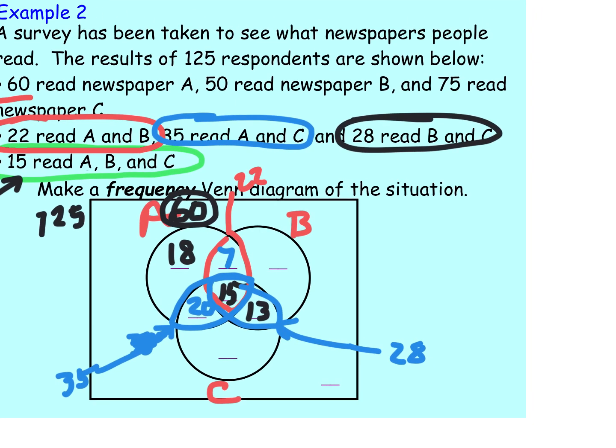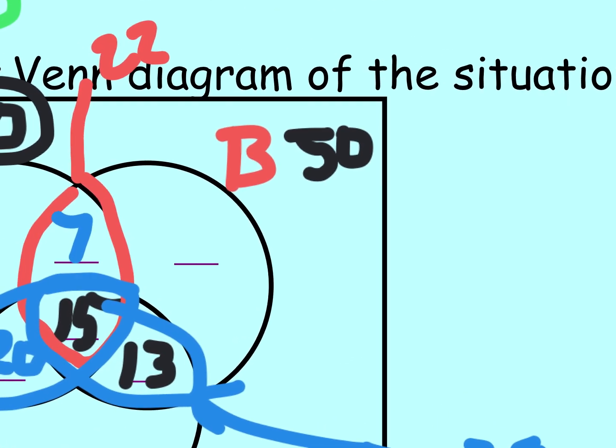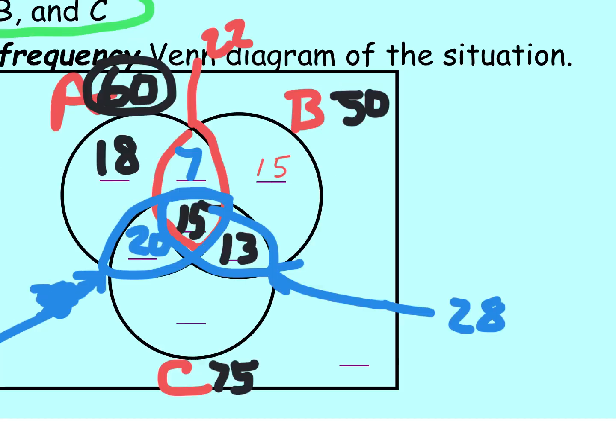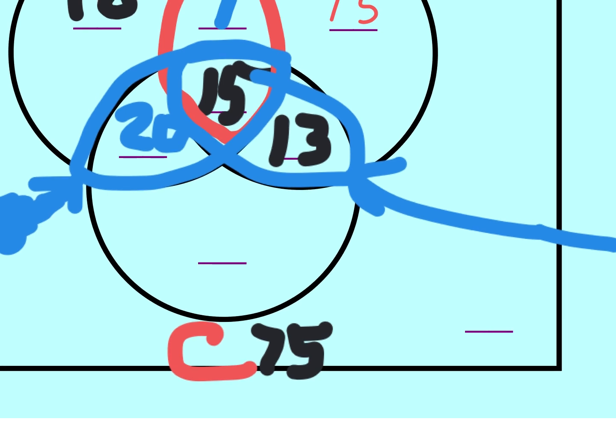And I missed one up here. 50, read newspaper B. So that's got to be 50. And 75, read the last newspaper. So that's got to be 75. And now I'm adding up all the B's to add up to 50. So 10, 20, 35. So this must be 15 to make it go up to 50. And all of these add up to 75: 20, 35, 48, 9, 50, 22, 27. Can anybody verify 27 there?